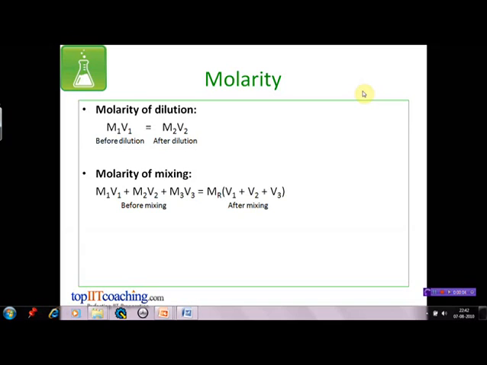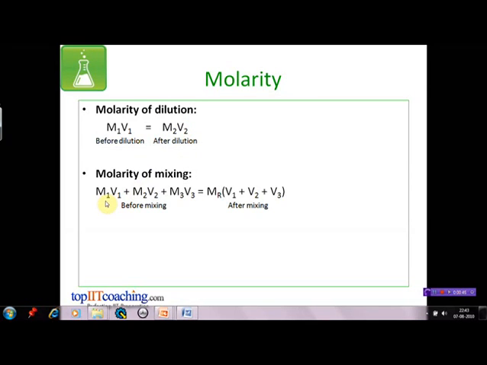We discussed various methods of expressing the concentration of a solution. One of them was molarity. Molarity can be defined as the number of moles of a solute present in 1 liter of the solution. Now, suppose a solution is given to us whose volume is V1 and whose molarity is M1, and we dilute it to the volume V2, then we can find out the molarity of the resultant solution, that is M2, by using the equation M1V1 equals M2V2, where M1 and V1 are the molarity and the volume of the solution before dilution, and M2 and V2 are the molarity and the volume of the solution after dilution.